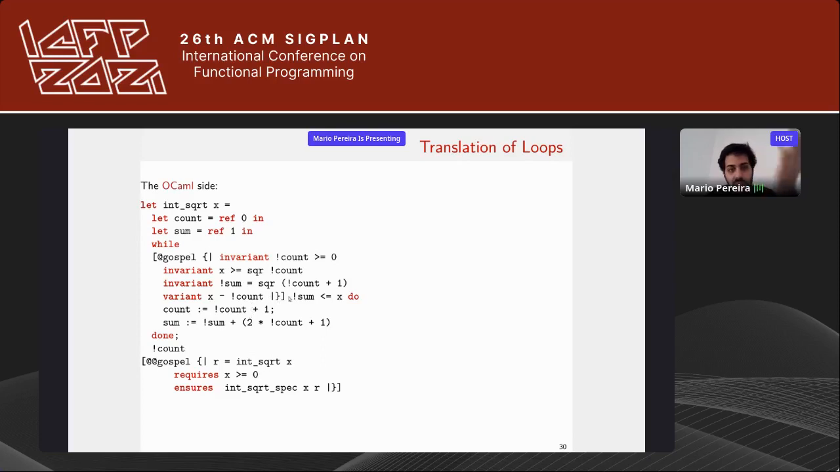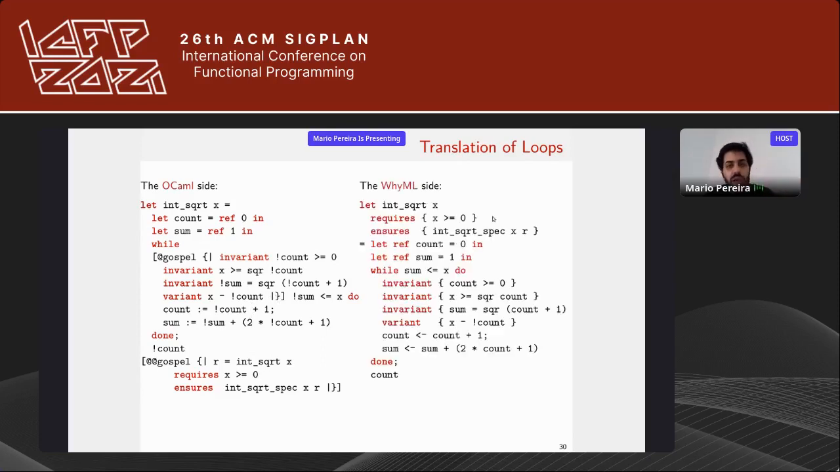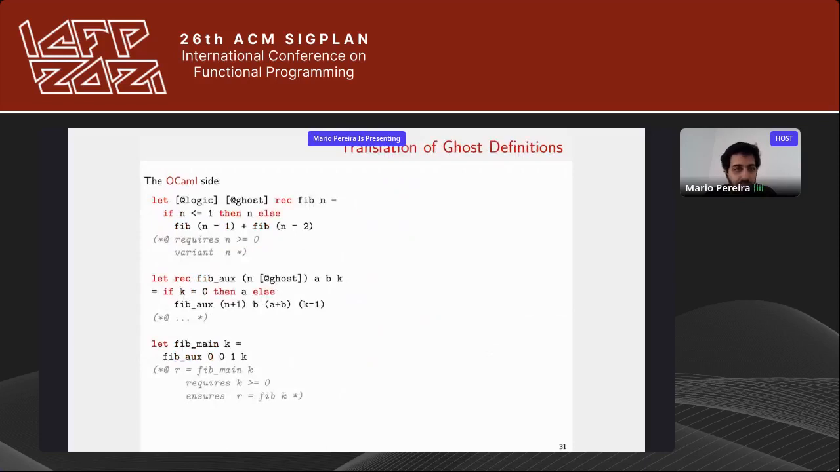And now, once again, you have this valid OCaml program, and Cameleer will be happy with you and translate it into this very similar WhyML program. Yeah, WhyML and OCaml share many syntactic and semantic constructions. All right.